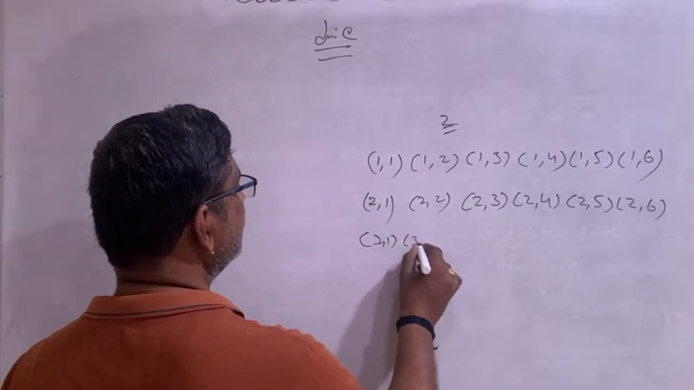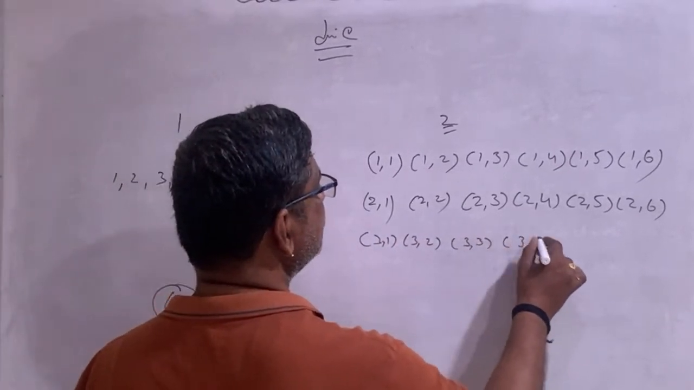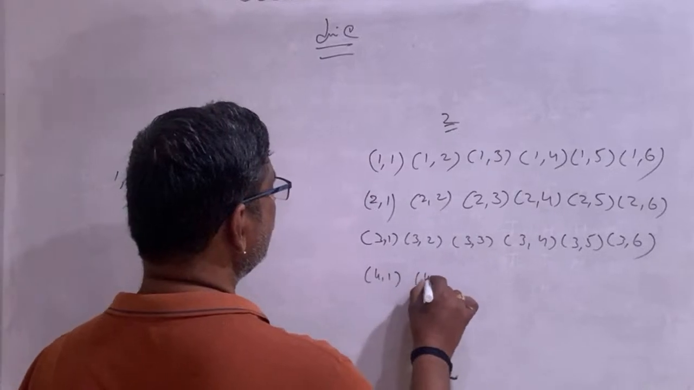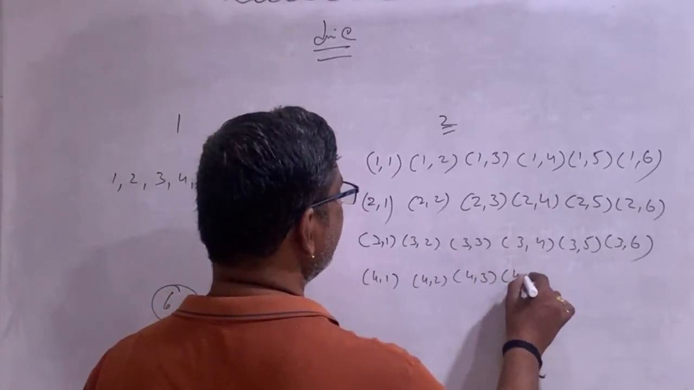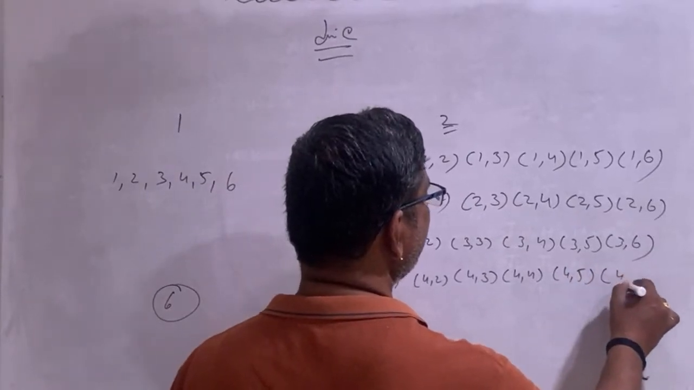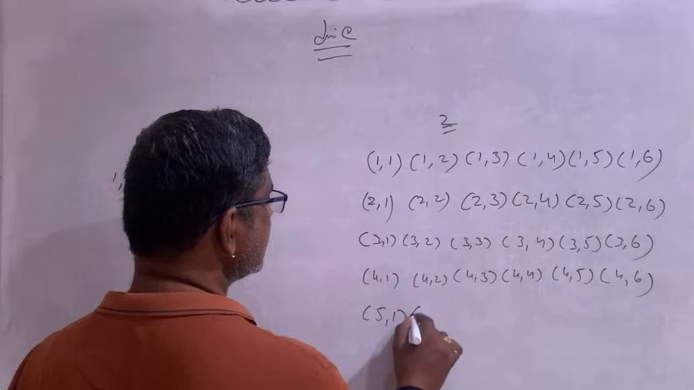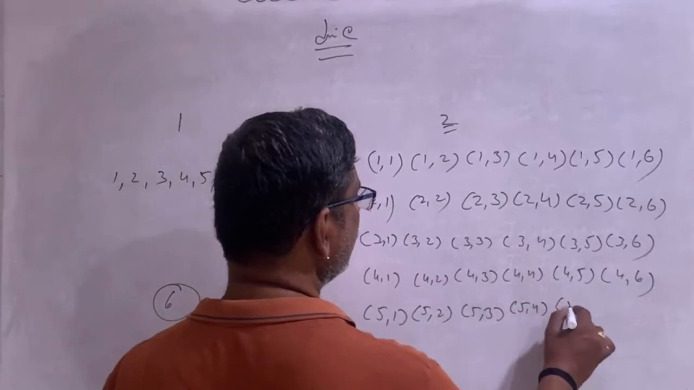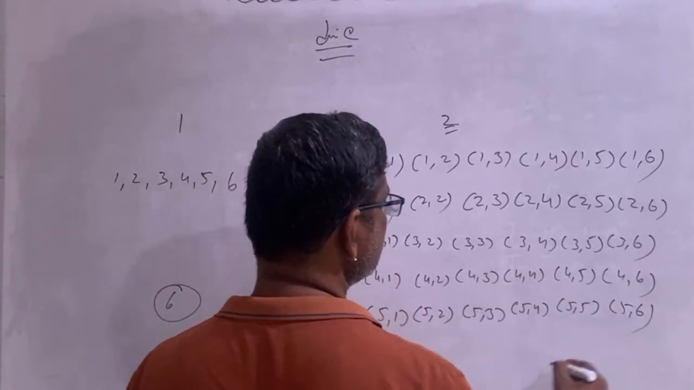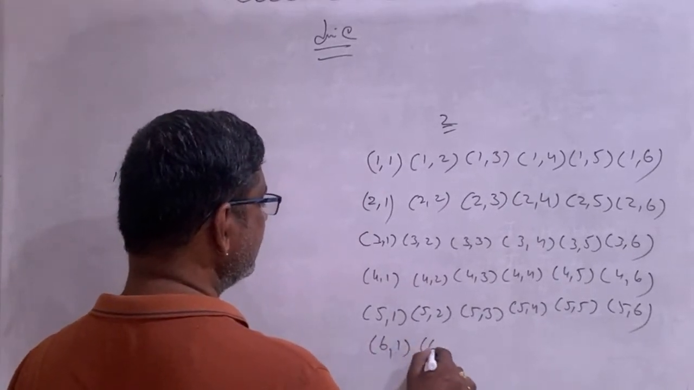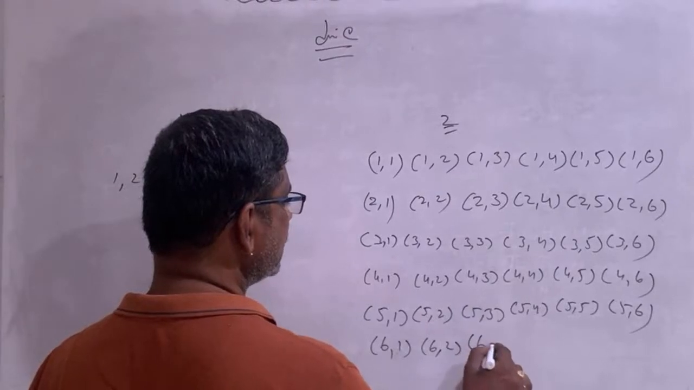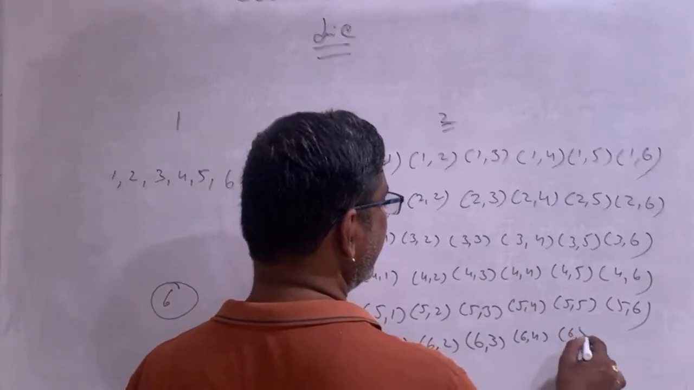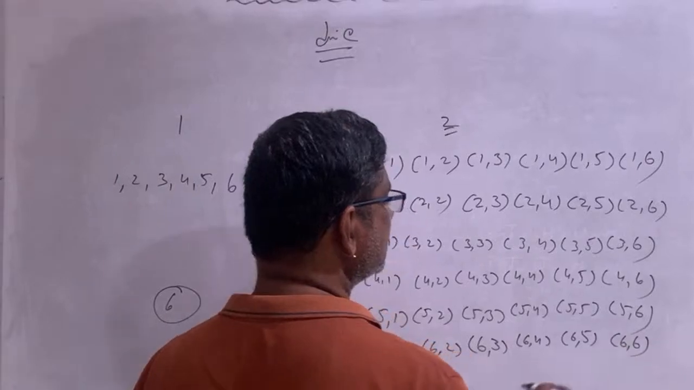3 1, 3 2, 3 3, 3 4, 3 5, 3 6. 4 1, 4 2, 4 3, 4 4, 4 5, 4 6. 5 on first die, 1 on second die. 5 2, 5 3, 5 4, 5 5, 5 6. 6 on first die, 1 on second die. 6 on first die, 2 on second die. 6 on first die, 3 on second die. 6 4. 6 on first die, 5 on second die. 6 on first die, 6 on second die.